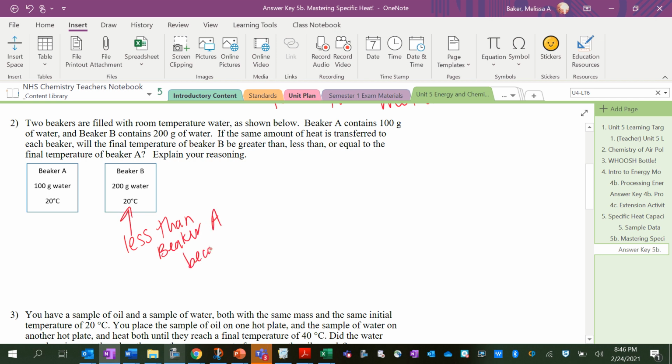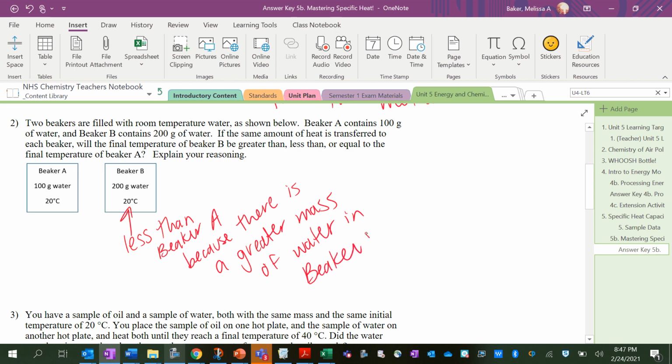because there is a greater mass of water in beaker B. So because there's more water, the thermal energy, if it's the same amount given to both, it's not going to have as great of an effect. It can't make that much of a difference.